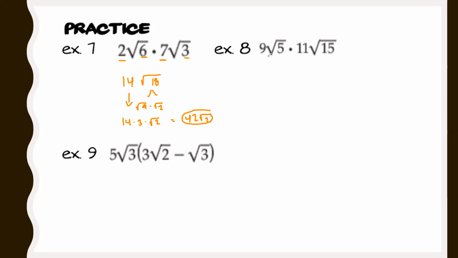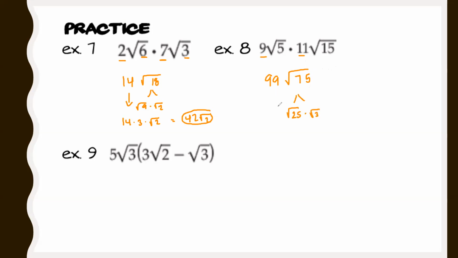Okay, this one, same thing. 9 times 11 is 99. Square root of 5 times the square root of 15. The square root of 5 times 15 is going to be 75. We're not going to leave it as the square root of 75 though, because we know this breaks down into the square root of 25 times the square root of 3.